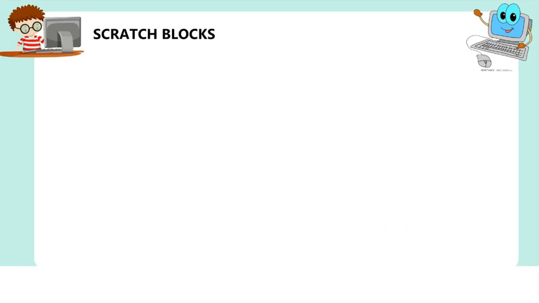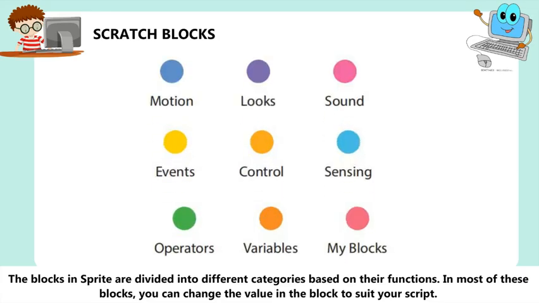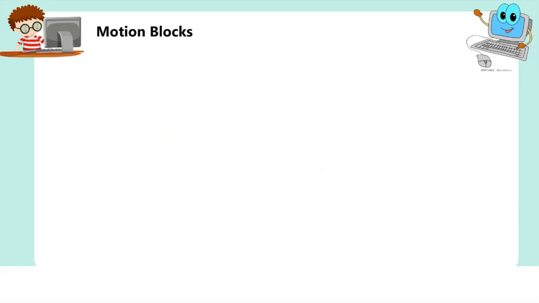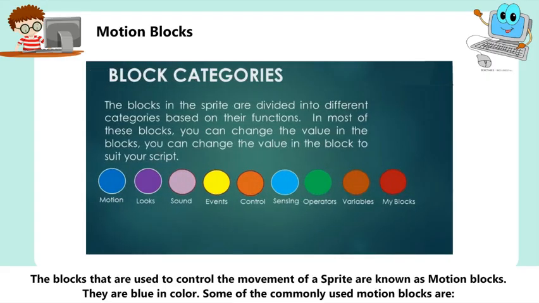Scratch blocks. The blocks in Sprite are divided into different categories based on their functions. In most of these blocks, you can change the value in the block to suit your script. Motion blocks. The blocks that are used to control the movement of a sprite are known as motion blocks. They are blue in color.